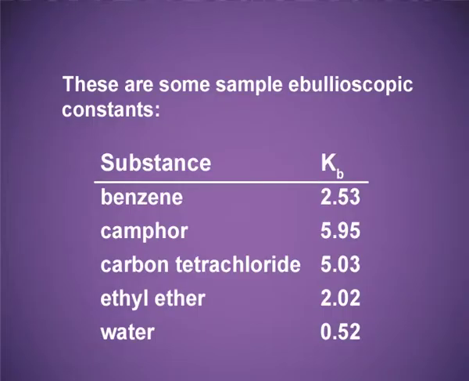Molality, you know, is the number of moles of solute in 1 kg of solvent. These are some sample ebullioscopic constants. For benzene, the value of Kb is 2.53 Kelvin kg per mole. For camphor, it is 5.95 and so on. For water, it is 0.52. These values are important when you are going to solve numericals based on elevation in boiling point. For the common solvents, it's better that you learn the values for at least benzene and water.